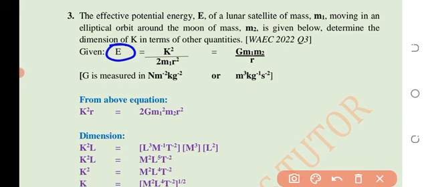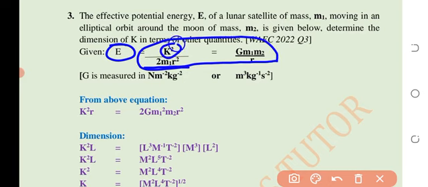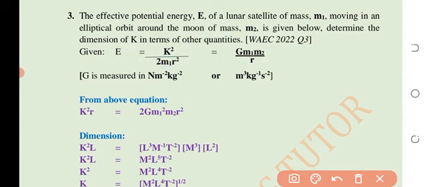This E, which is the potential energy of a lunar satellite, is equal to these two expressions here. That is, this represents the value of our E, and we are to find the dimension of K in this equation. The wise thing to do is to make this K the subject of the formula, but let's just take it bit by bit. But before we move on to that, this G is the gravitational constant, and it has a unit of Newton meter square per kilogram square.